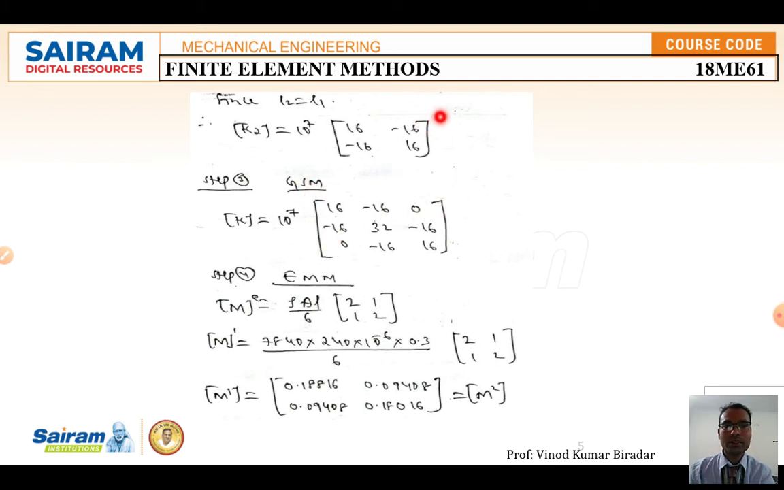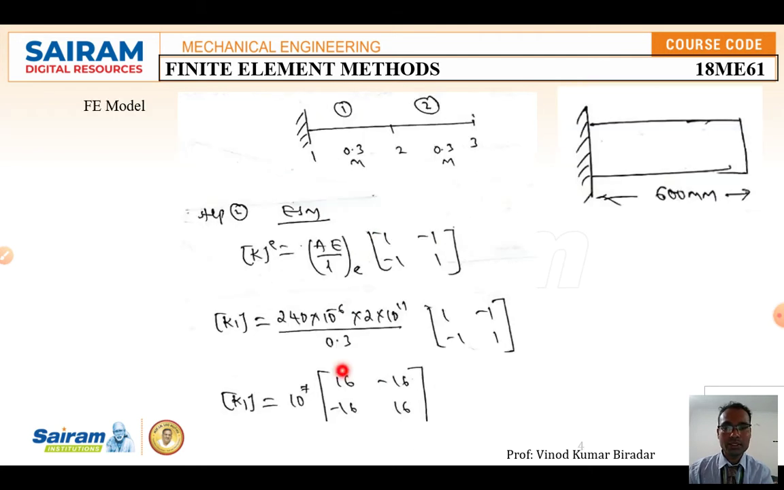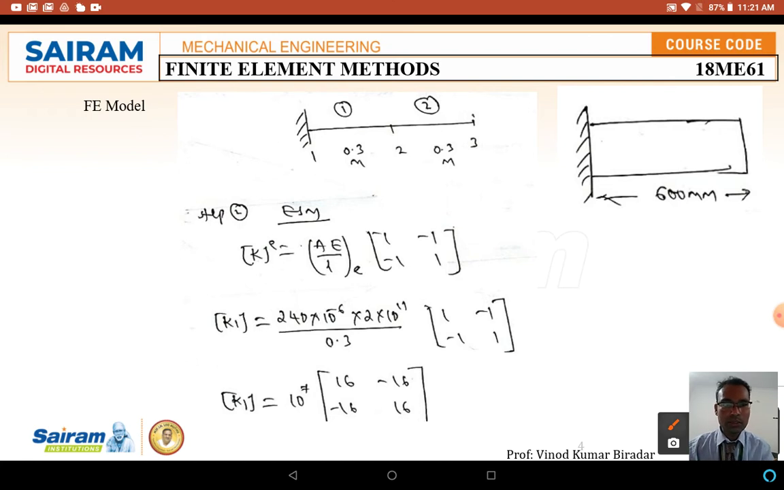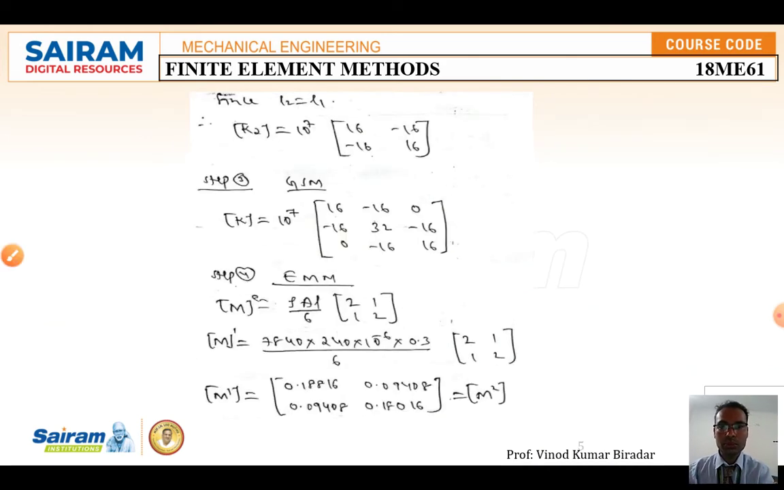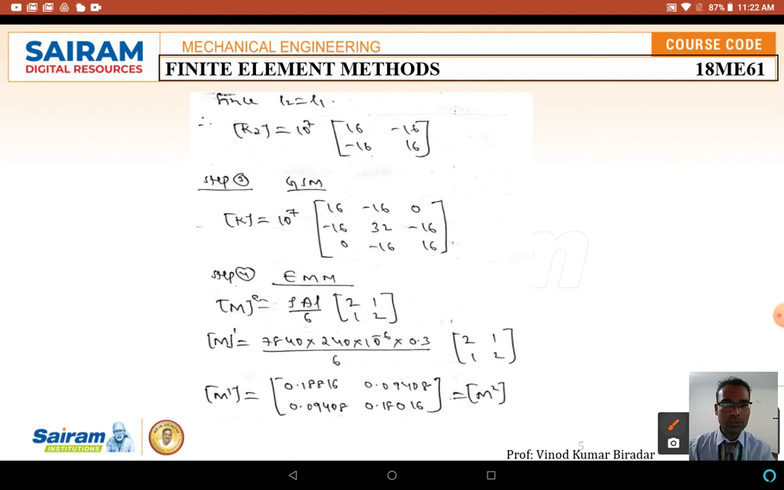Node number 1 is 1 2, and the second is 2 3. I will tell you how to add these two matrices. This is related to node number 1 and 2, so this is 1, this is 2. Coming to the second one, the second element is 2 3, so this is 2 3, and this is also 2 3. So here 1 2 3 is there, and here 1 2 3 is there.